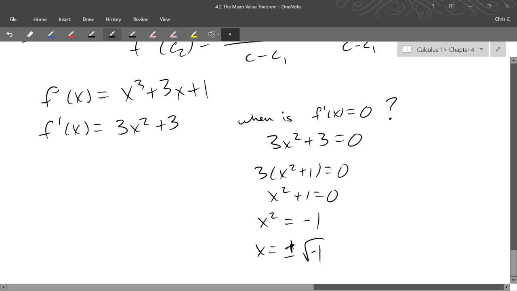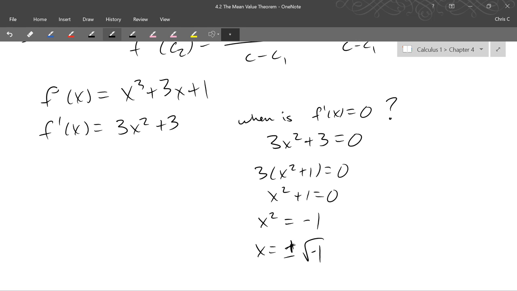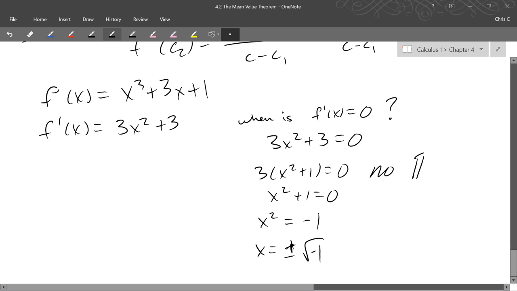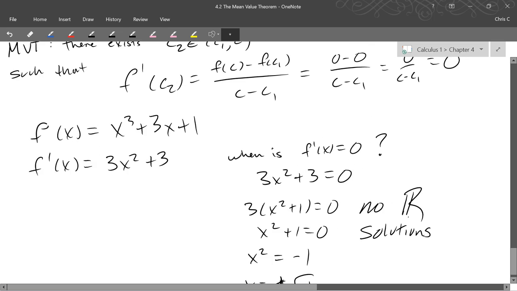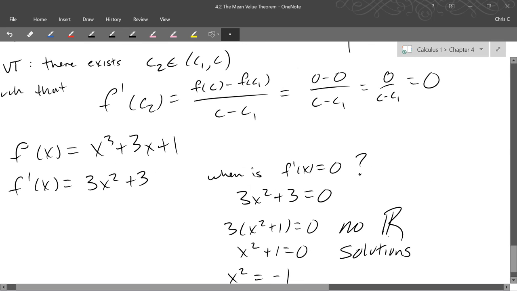All right, so at some point, you better realize there's a problem. What is that problem? Square root of a negative. So your two solutions are imaginary, so they're not real. We get no real solutions. What that means is there's no real number that has a zero derivative. So what does that mean about c2? It doesn't exist.